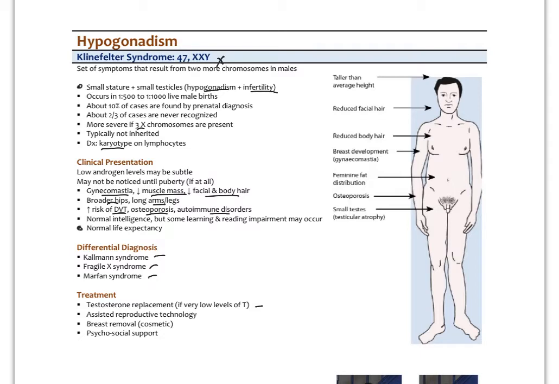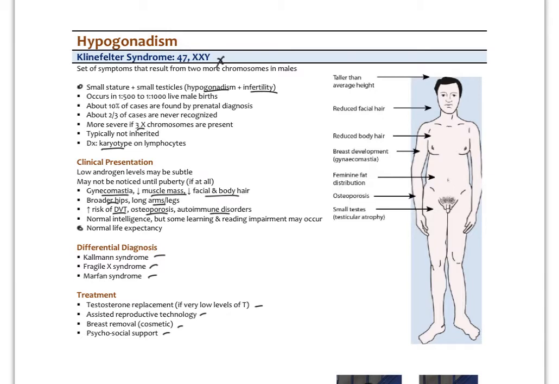If there's a male and the couple is infertile and it's because of male infertility, because the male has inadequate testicular function, then there's different assisted reproductive technology that can be used. There can be cosmetic treatments like breast removal if that's a concern, and then having adequate psychosocial support. So this is an example with Klinefelter of essentially a genetic male who has a lot of intersex characteristics. So there's more feminizing characteristics.